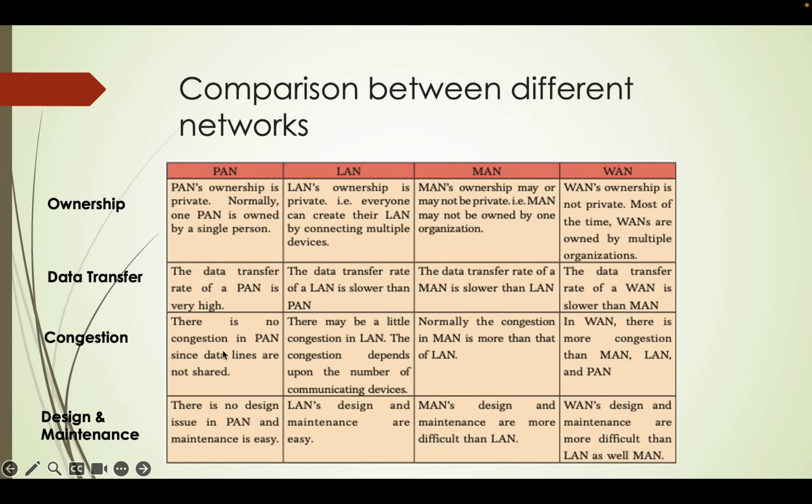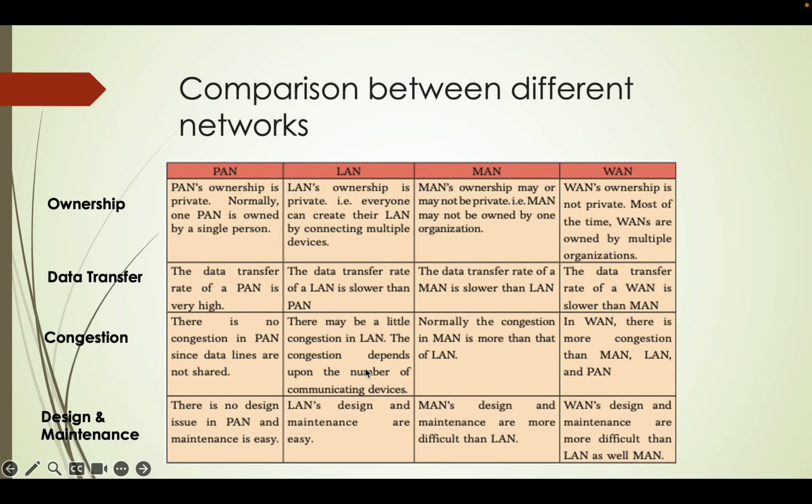Congestion, there is no congestion in PAN since data lines are not shared. Since this is very private and in a very small area within your own private space, there won't be any congestion since you would be solely using this network for yourself. So there is no congestion in PAN.